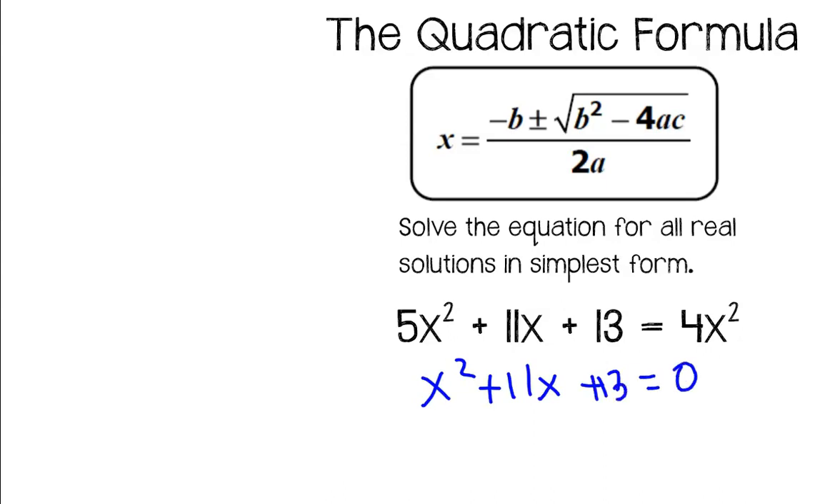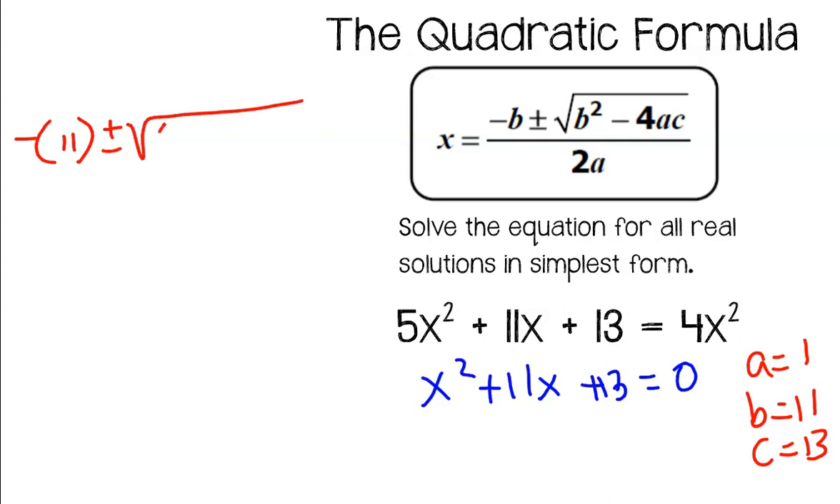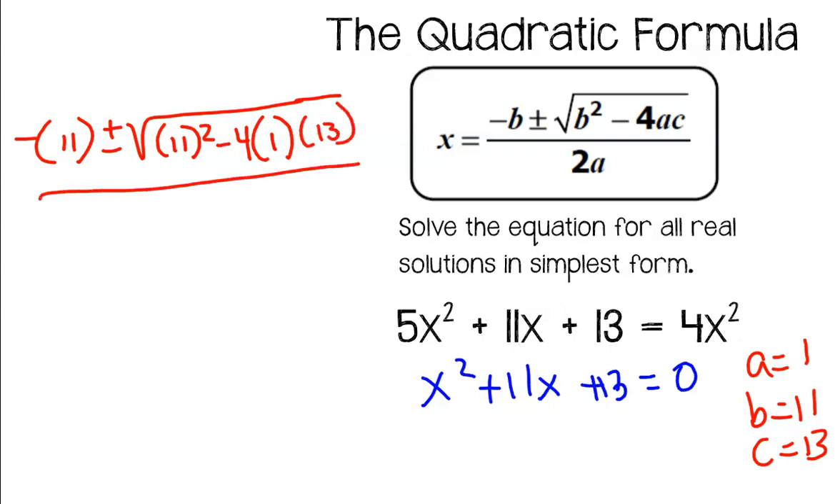And you still have to identify A, B, and C. And you still have to substitute those values into the quadratic formula. But this time, I'm not going to pick up my calculator just yet. So I'm going to substitute these numbers in. Negative B is negative 11 plus or minus the square root of 11 squared minus 4AC, and then 2A.